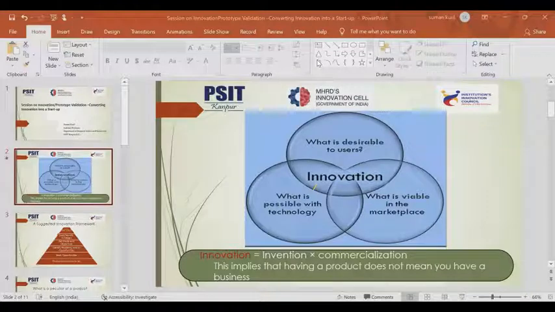Having a product does not mean you have a business. If you have developed a product but you are not commercializing it, that means all your efforts go in vain. Whatever the energy, time, and money you have invested to develop such a product or prototype, all of it goes in vain until we have commercialized that product into a business. What is the purpose of innovation here? We have to create our product and commercialize it so that we can serve human beings and society. Clear? So I think we are clear about innovation.